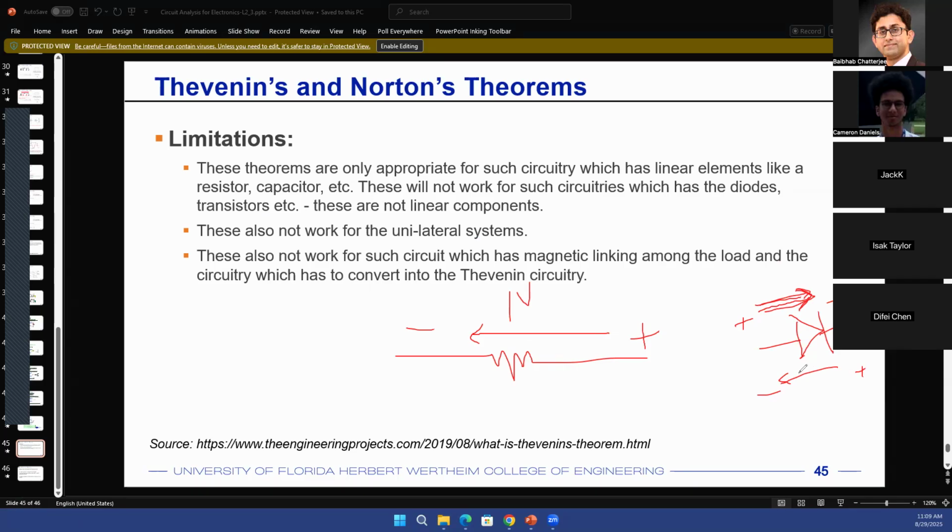Also, if there is magnetic linking, let's say you are doing inductive power transfer, then Thevenin and Norton equivalence does not hold true, because the currents in the two parts of the magnetic linking will be linked magnetically, but they will not be linked by circuit elements as you see in the Thevenin and Norton equivalent circuits.